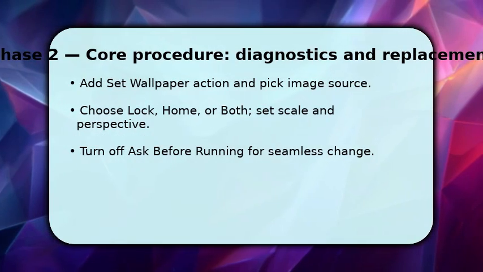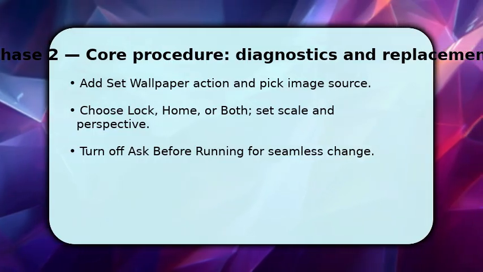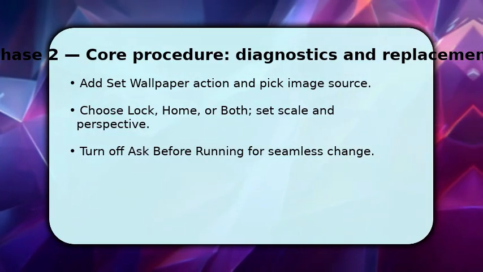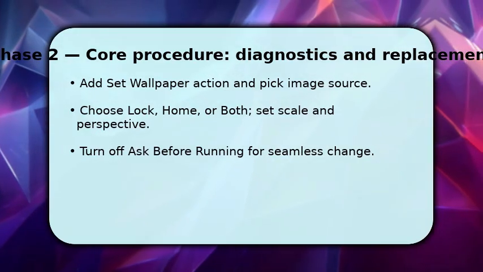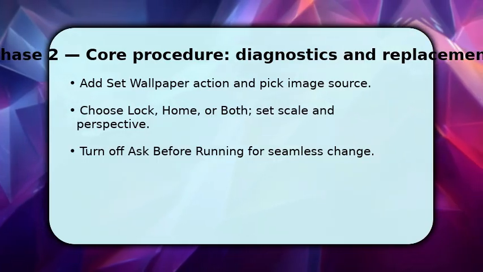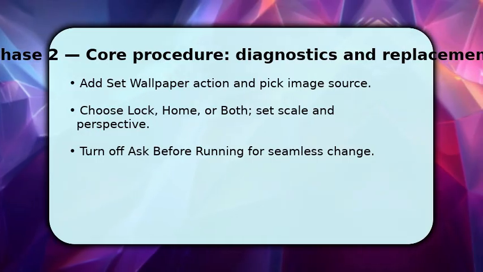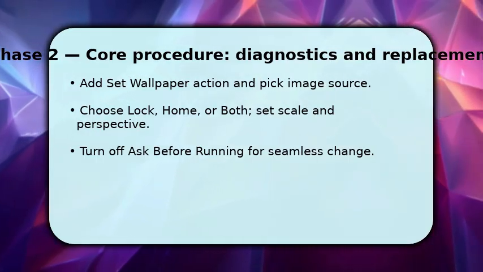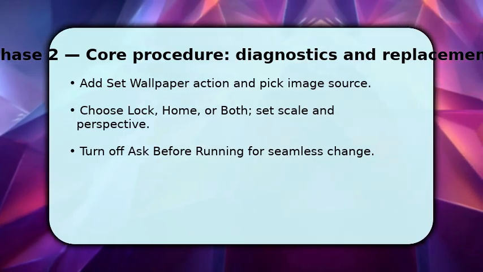Now construct the actual action. Tap Add Action and search for Set Wallpaper. Choose the image source, photos, album, or a specific file, and then specify whether to set lock screen, home screen, or both. Adjust options like scale or perspective and add repeat or get images if you want multiple wallpapers. Then, critically, disable Ask before running so it executes without prompting.